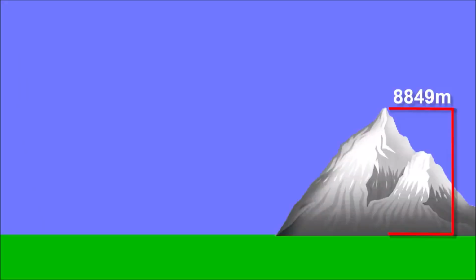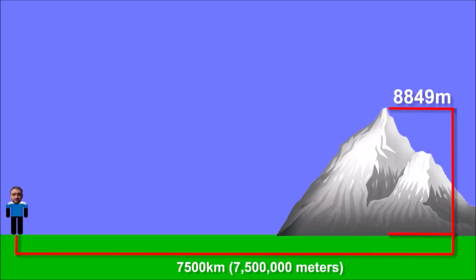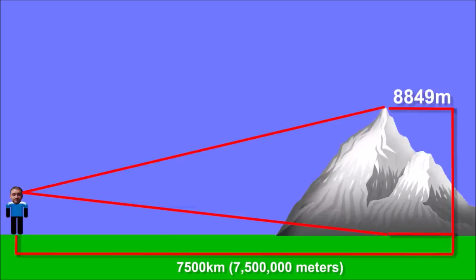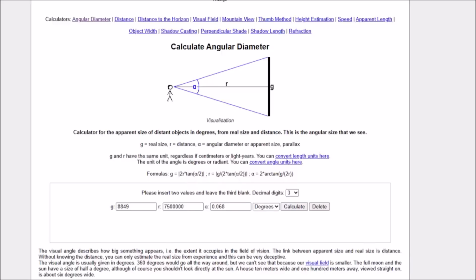The peak of Mount Everest is 8,849 meters high and is 7,500 kilometers away from the UK. That means at that distance, the angular size of Mount Everest from the UK would be 0.06 degrees, so within the resolution limit of our eyes.